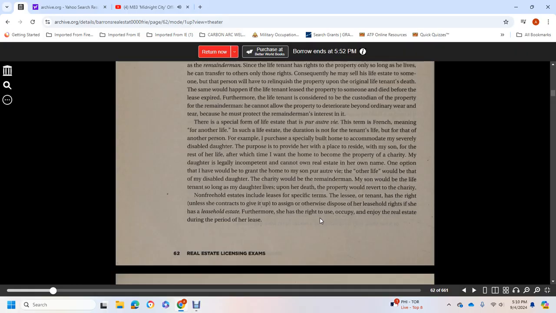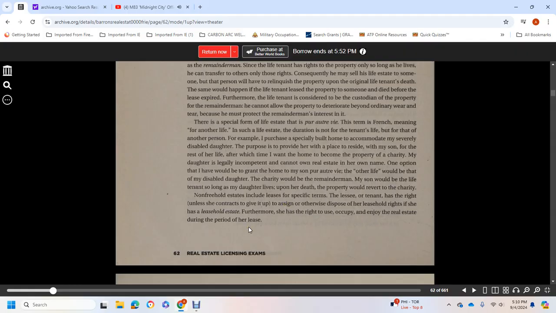But my daughter is legally incompetent and cannot own real estate in her own name. One option I would have is to grant the home to my son pur autre vie. The other life would be that of my disabled daughter. The charity would be the remainderman. My son would be the life tenant. As long as my daughter lives; upon her death, the property would revert to the charity.